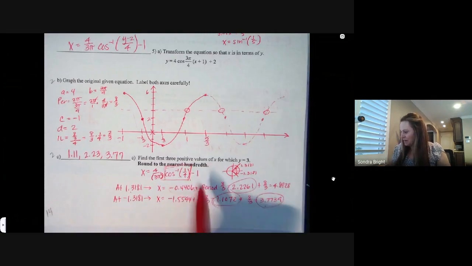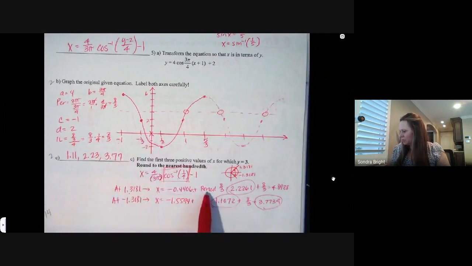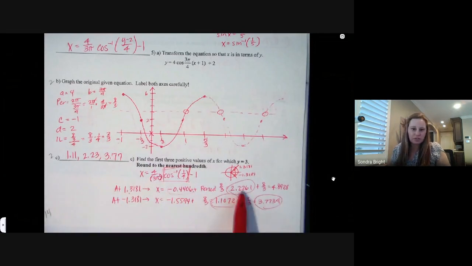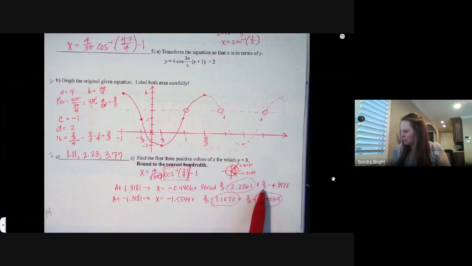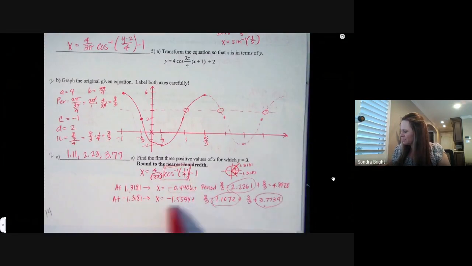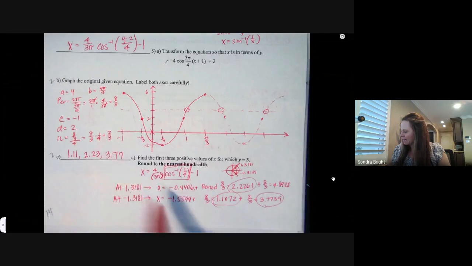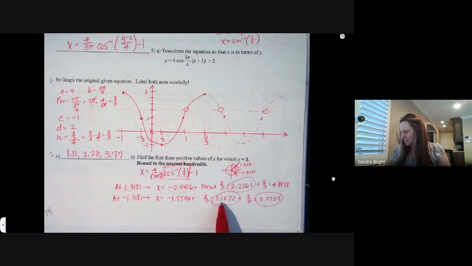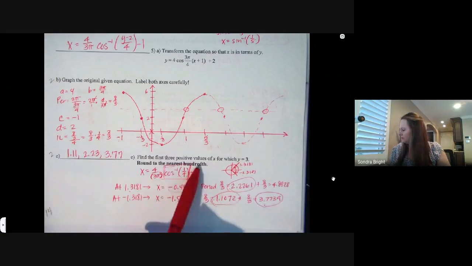So then I added the period to find another value. I got 2.2261. I went ahead for good measure and added the period again just to see if maybe that would be a value also. Plugged in the -1.3181 into this guy, multiplied it times 4 over 3 pi and subtracted 1. I got this guy, which is over here in the negatives. In fact, it's even past this guy. And then I added the period, which was 8/3. I got 1.1072. Added the period again to get this guy. And the first 3 positive ones are these 3 there. And then I just rounded to the nearest 100th spot, so to the second digit there.